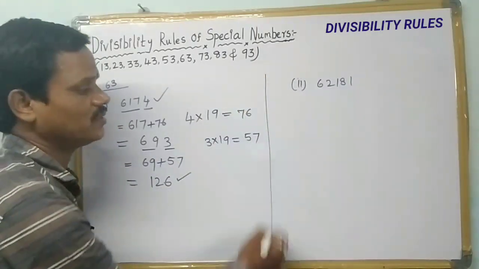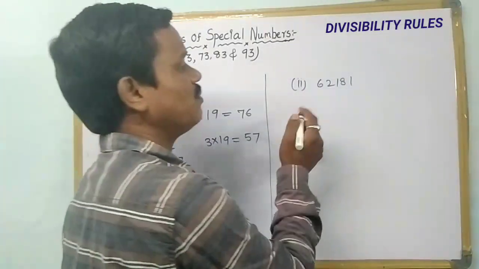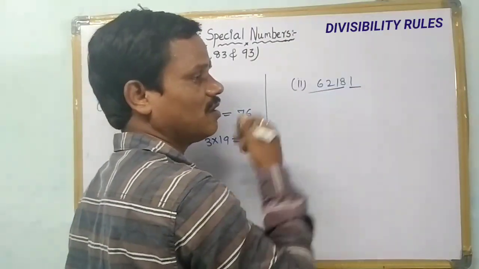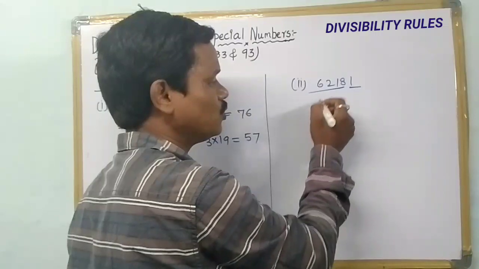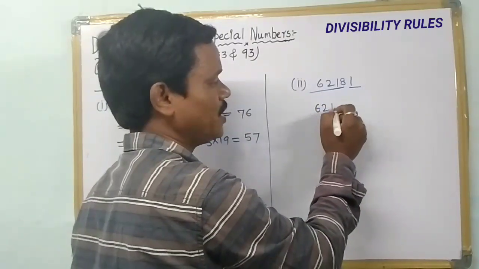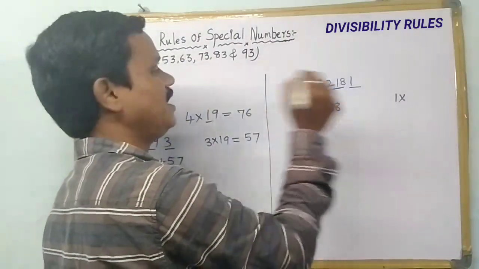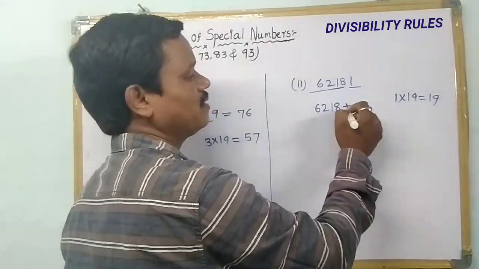Now check the second number, 62181. This is the first part, this is the second part. This is step 1. Now write step 2. What is step 2? Write part 2 as it is, 6218. Now multiply the first part number by which number? 19. 1 times 19 is 19. Add it to the second part.